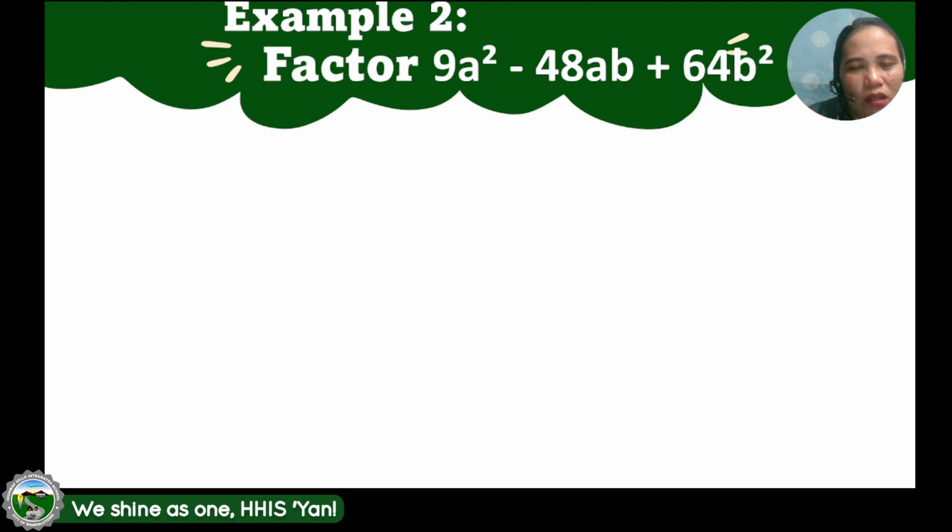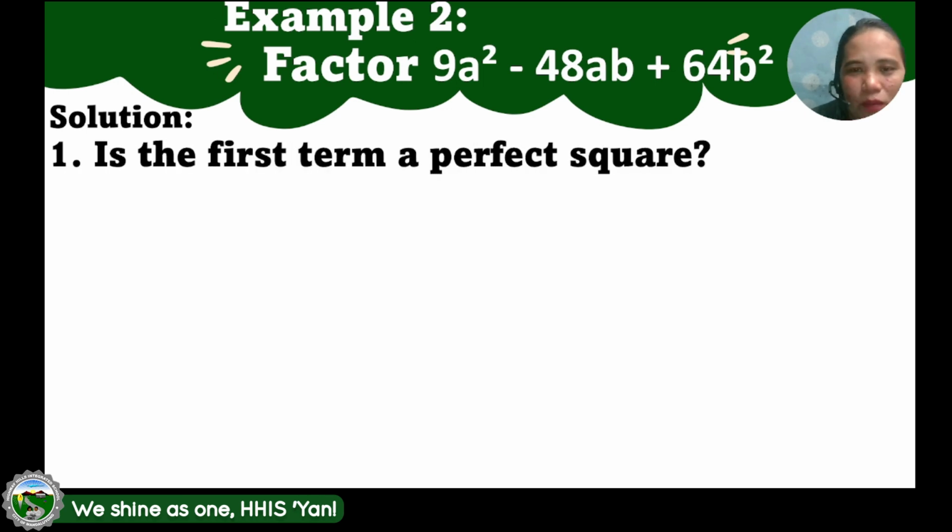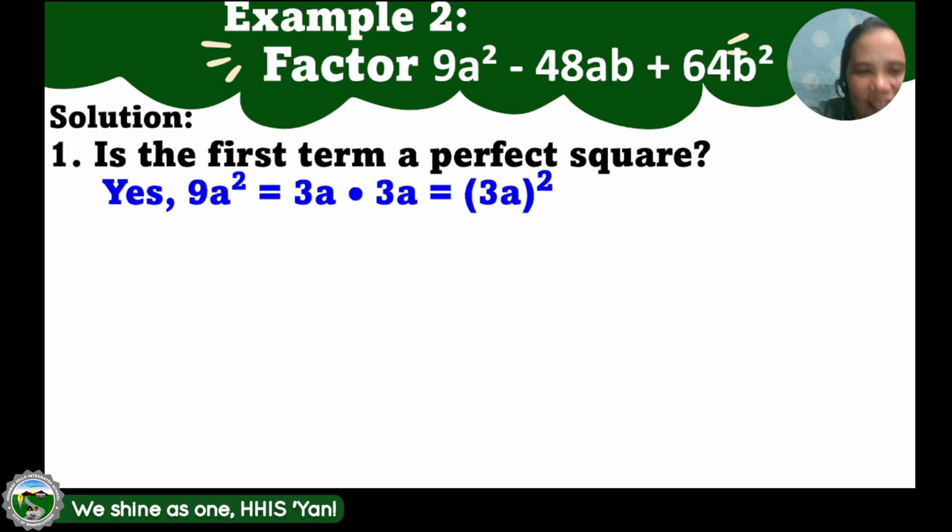How are we going to factor 9a squared minus 48ab plus 64b squared? Again, remember the pattern that we're going to use. Let us take the solution. Is the first term a perfect square? Is 9a squared a perfect square? Yes, because when you multiply 3a times 3a, that is 9a squared, or the square of 3a.